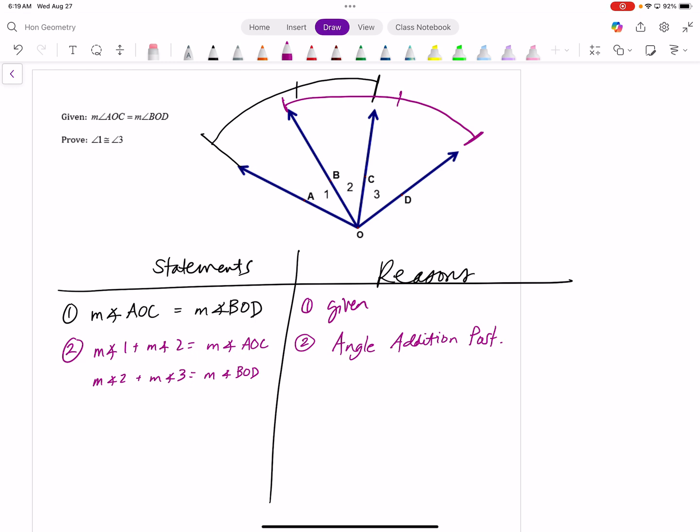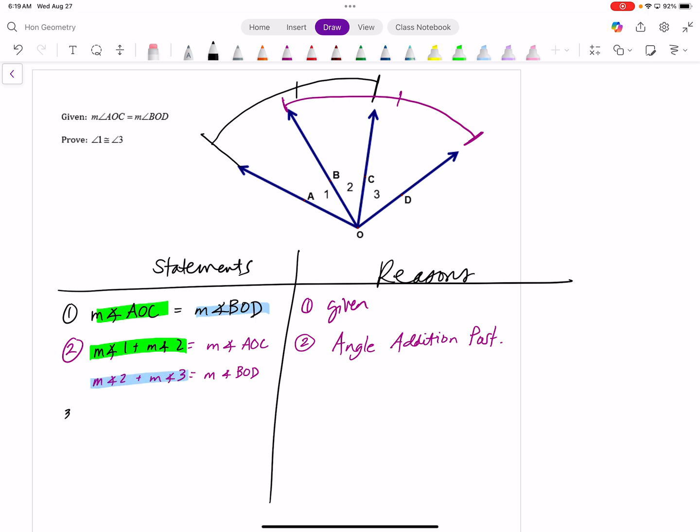And you can shortcut postulate like that. All right, let's see what we want to do then. So I'm going to take this and put it right here, because the measure of angle AOC is equal to the measure of angle 1 plus the measure of angle 2. I'm going to take that and put it right there.